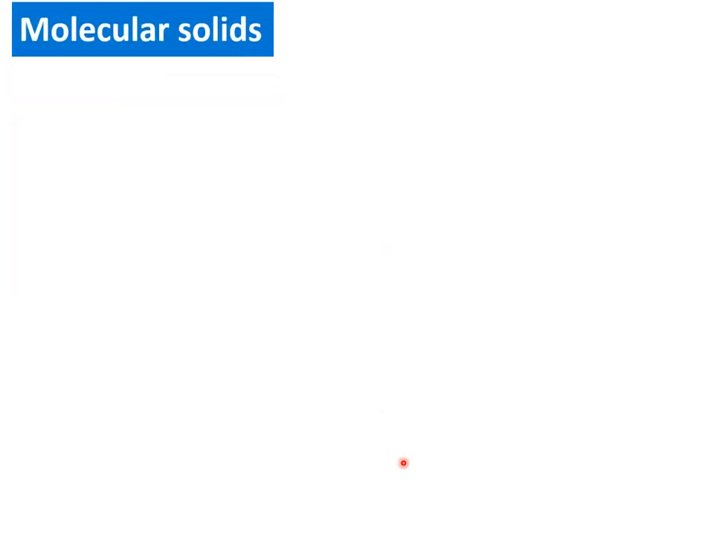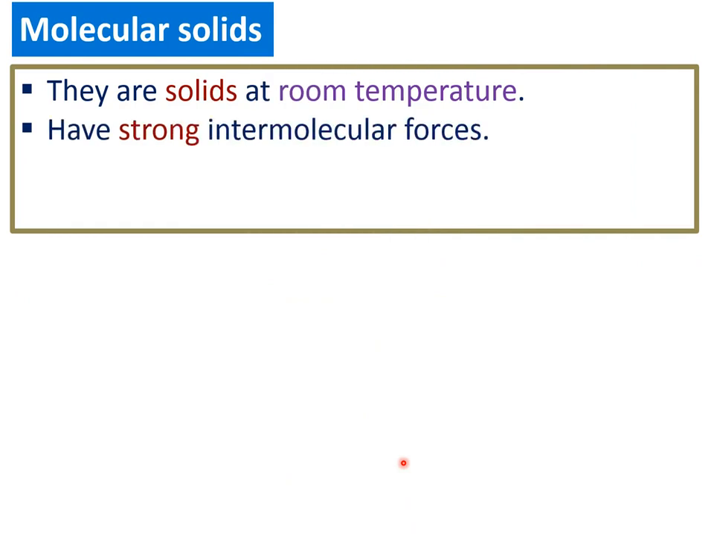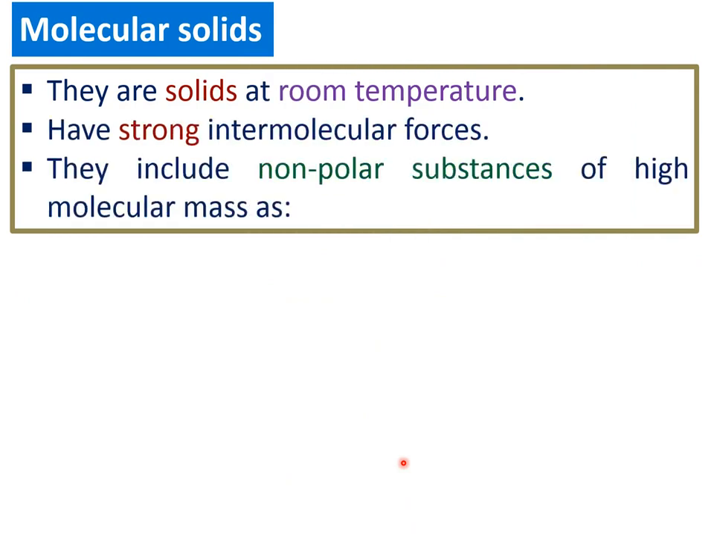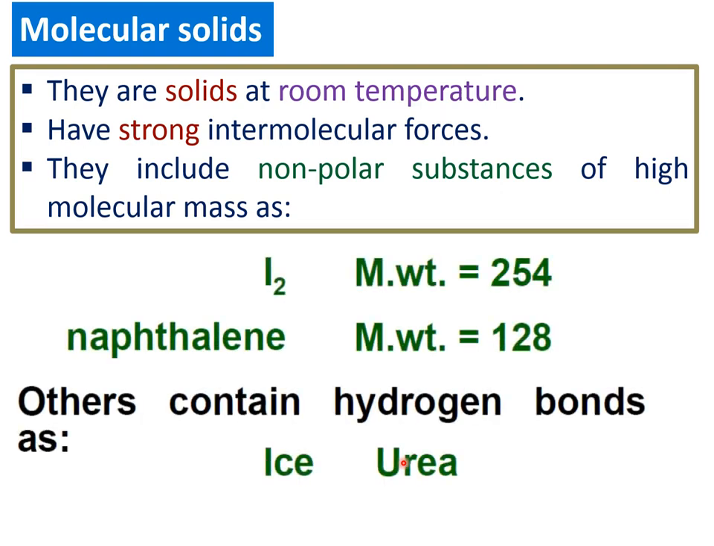The other type of solids are molecular solids, and these are solids at room temperature with strong intermolecular forces. They include nonpolar substances of high molecular mass, such as iodine, naphthalene, or ice, or urea. All these are examples of molecular solids. So I may ask you in the exam, I give you some properties for some material, as I said here, a solid material at room temperature.